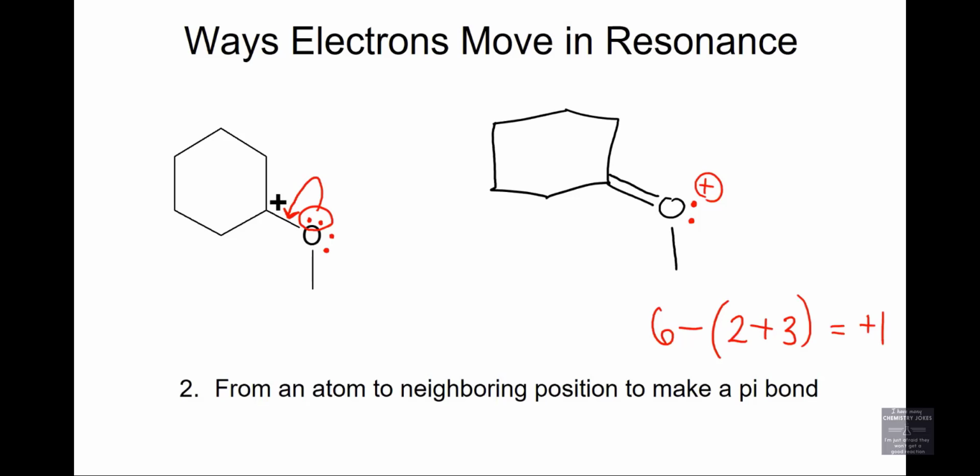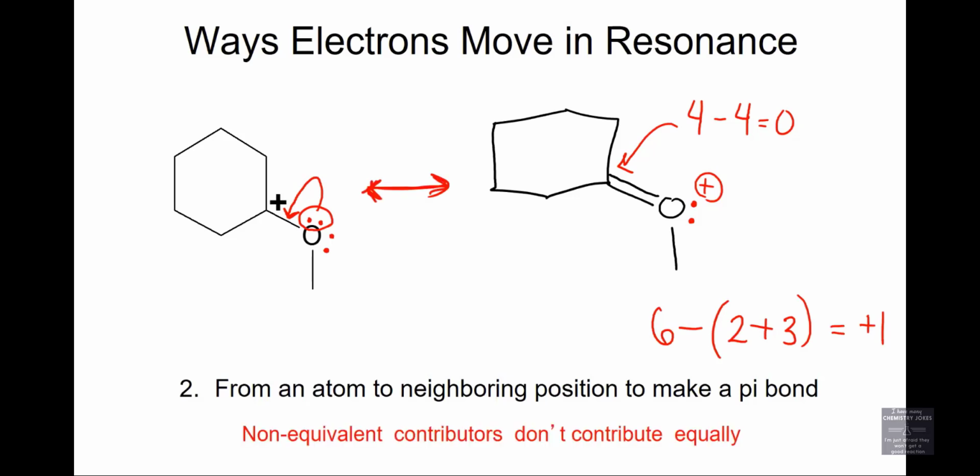Carbon, if I look at this, carbon is in group 4, and now he's making 4 bonds, so that carbon is neutral. So these 2 resonance contributors are not equal. These non-equivalent resonance contributors do not contribute equally. What that means is the hybrid is not a 50-50 combination of these 2 things. The hybrid is more like one than the other.